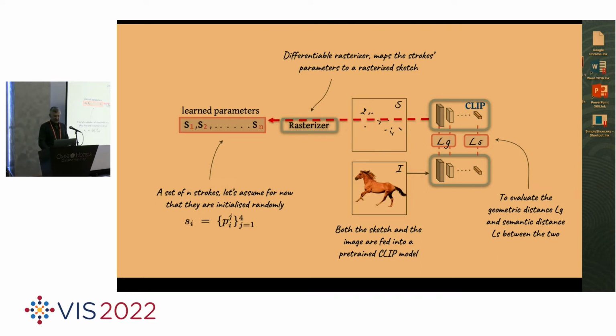If they're not close, we propagate the gradient, which is the difference between the two things, through the networks all the way to the parameters, and we change the parameters. Then we run again: we run forward, rasterize, and create a better representation of the sketch. Then we backpropagate again, and again, and again, and gradually we get the sketch that we want.